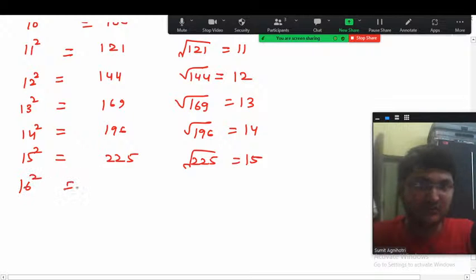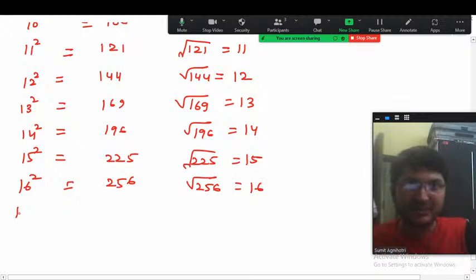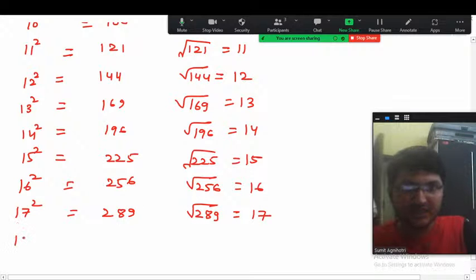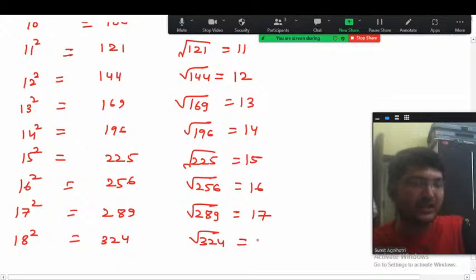16 square is 256. That is why whenever you get root 256, you can directly write 16. 17 square is 289. That is why whenever you get square root of 289, you can write 17. Similarly, here 18 square is 324. That is why whenever you have 324 written, the square root of 324 is 18.